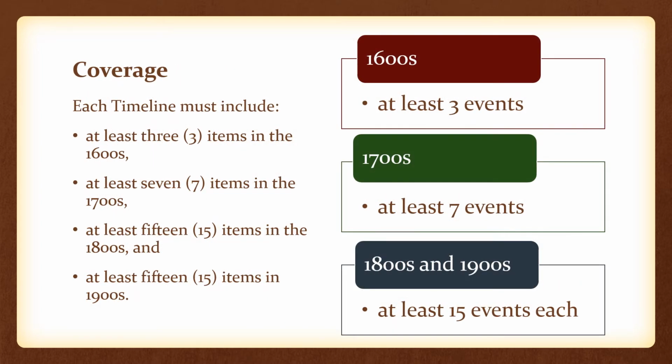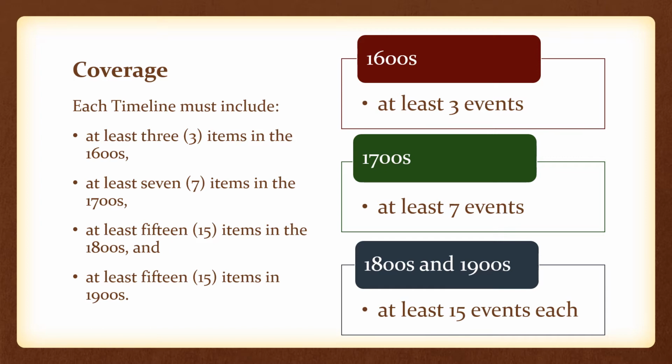So coverage, that's the other element here, right? Your timeline has to cover particular periods. So in the 1600s, you have to have at least 3 events. You can have more than that, but you have to have at least 3. In the 1700s, you have to have at least 7 items, right? You can have more than that if you want, but you have to have at least 7. In the 1800s, you need 15 items, right? And in the 1900s, you need 15 items.